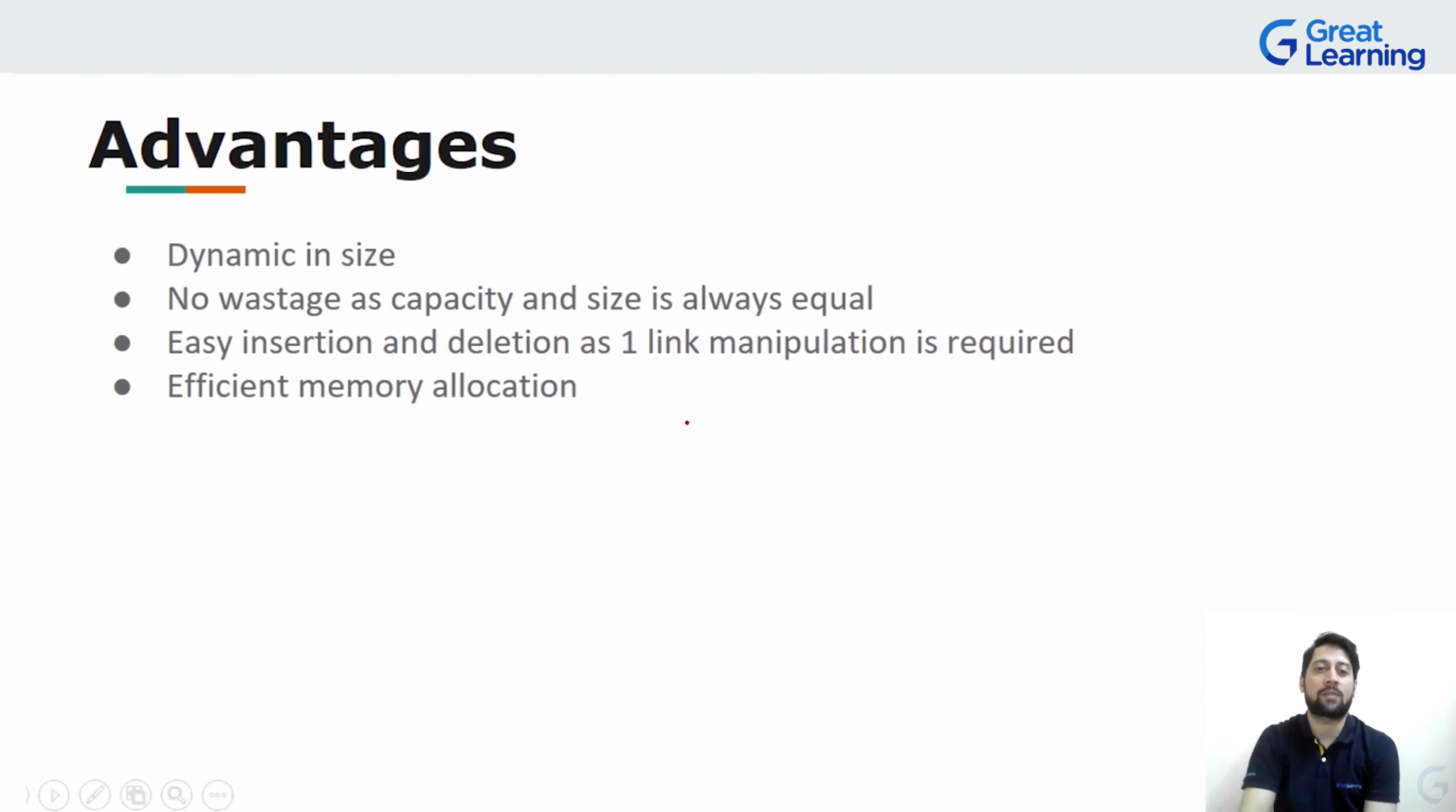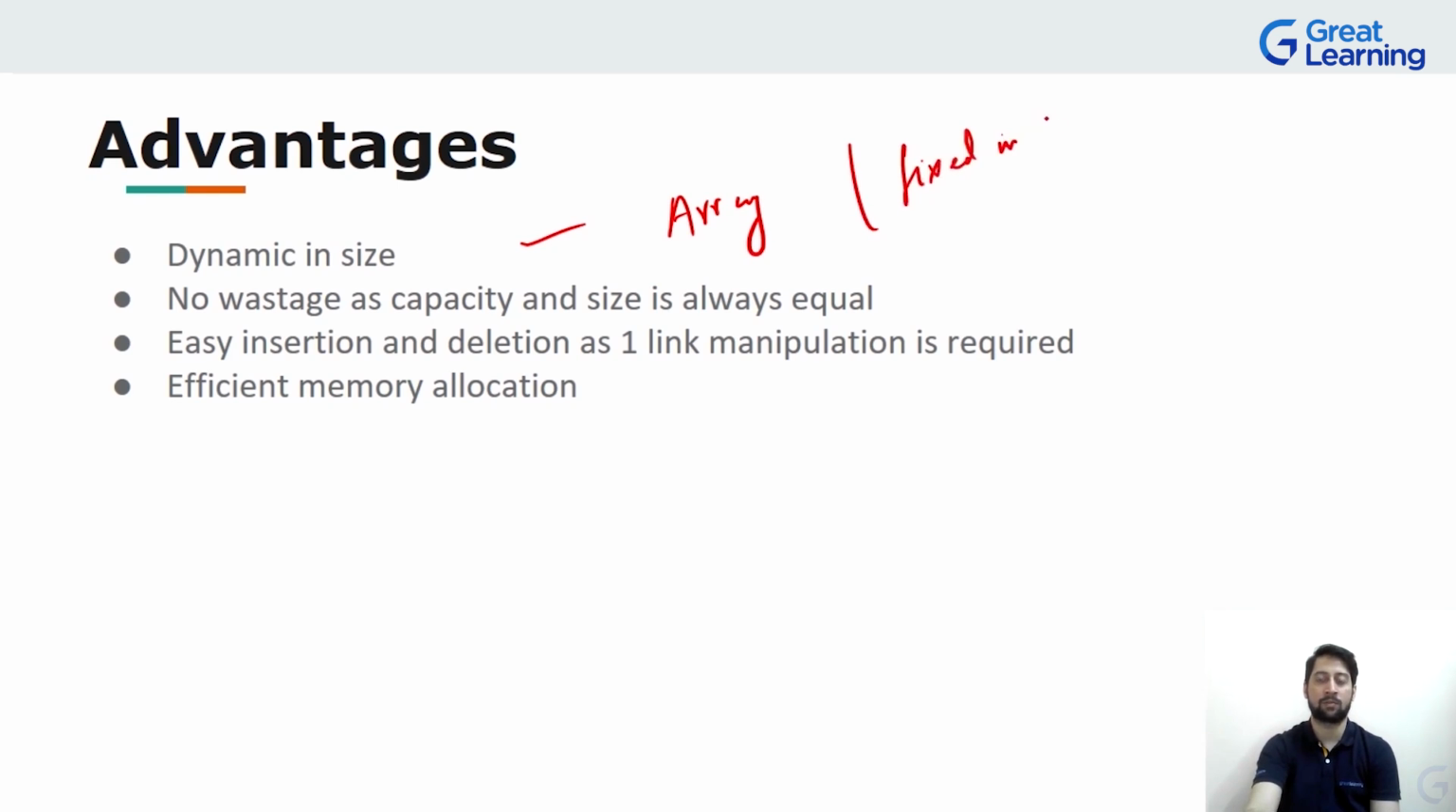Okay. Now let's talk about the advantages and disadvantages of linked list. First, let's talk about the advantages. So obviously, as compared to array, right? When we talked about arrays, they were fixed in size, right? We need to specify the size in the subscript. So fixed in size, which is not the case with linked lists. It is dynamic in nature and you can add as many nodes as you want depending upon your requirement, right?